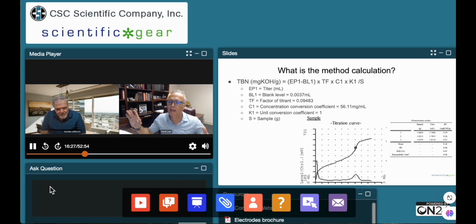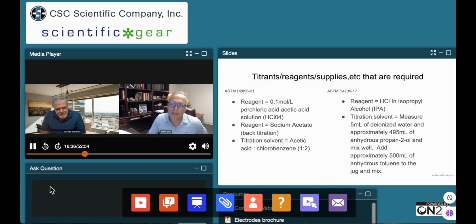So we talked about the calculation method. Let's talk about what's involved in doing the titration: the titrants, reagents, and supplies required for each of these. Side by side, I've got both of the methods up here. D2896-21 has 2 reagents and 1 solvent, whereas D4739-17 has 1 reagent and 1 solvent. We're going to explain why as we go through this, but for the moment, let's just talk about what they are.